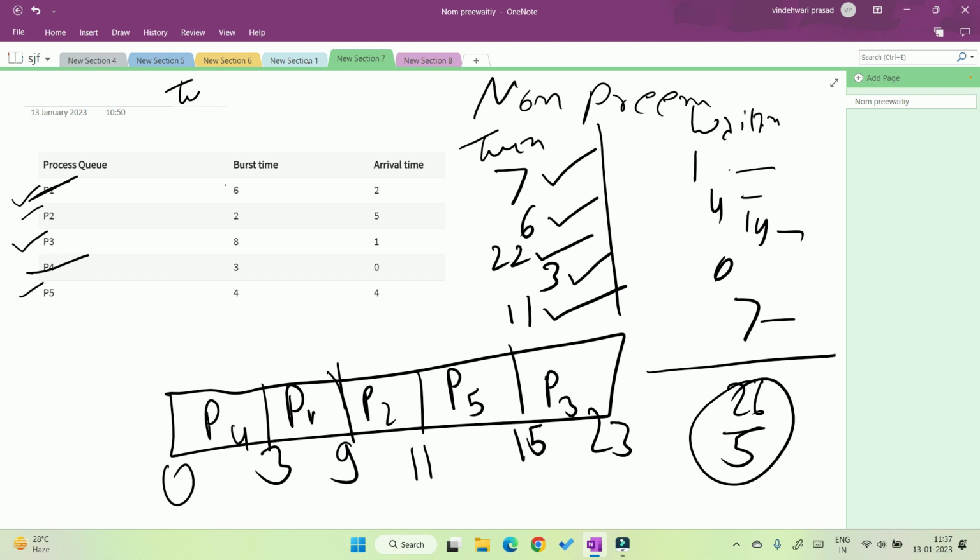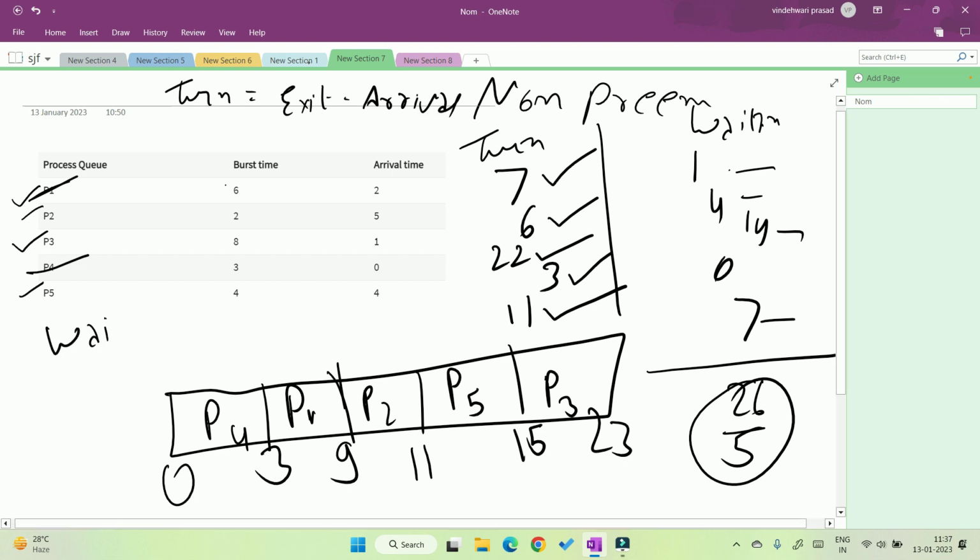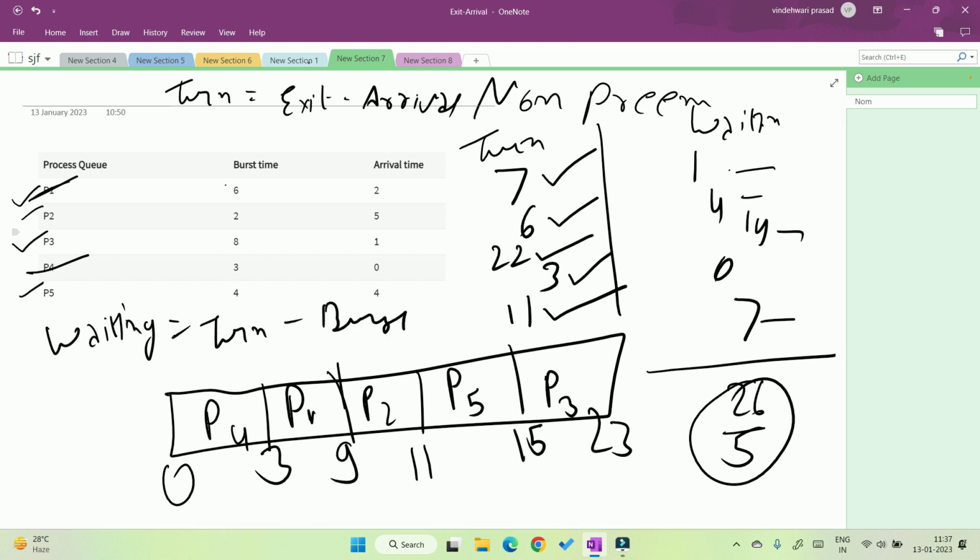How do we find the waiting and turnaround time? I hope you remember. Turnaround time is the exit time, when the process exits, minus arrival time. Okay. And waiting time is turnaround time minus burst time. Okay, so I take one example.